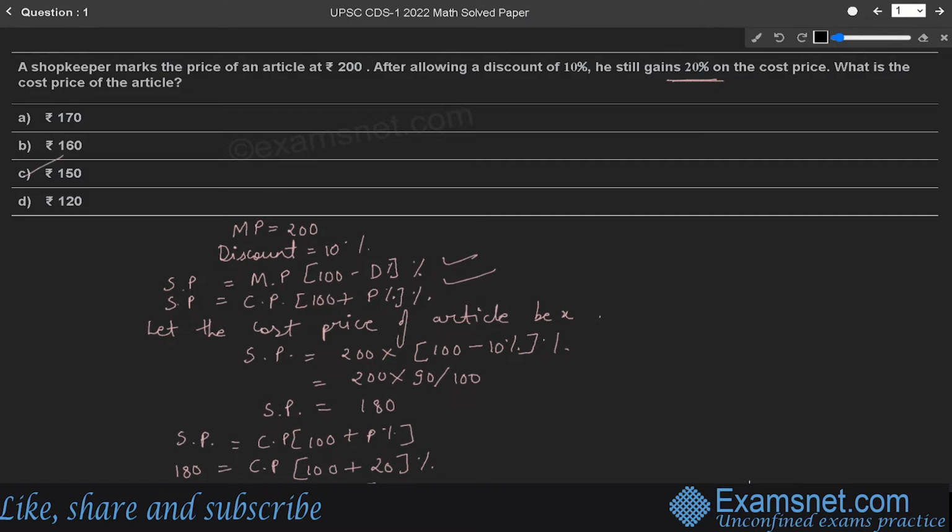See, the main part here was this basic concept of selling price. If you know this basic concept, you can easily solve this question.